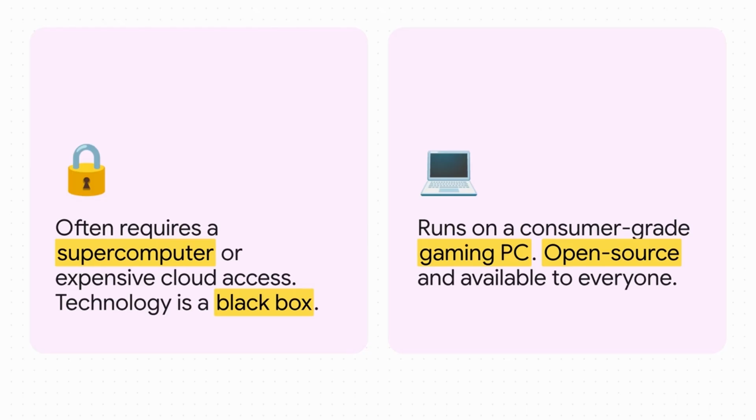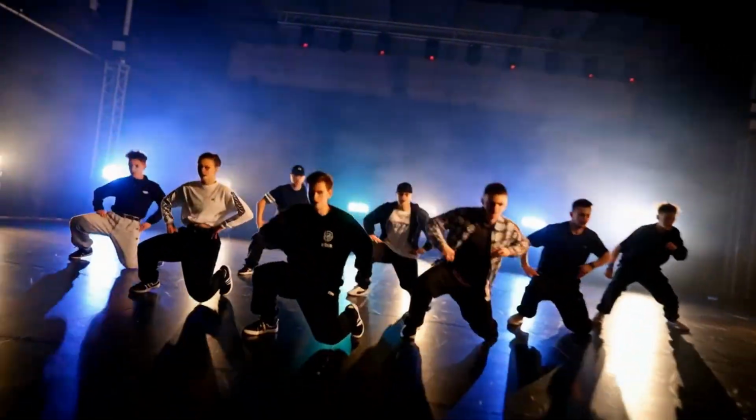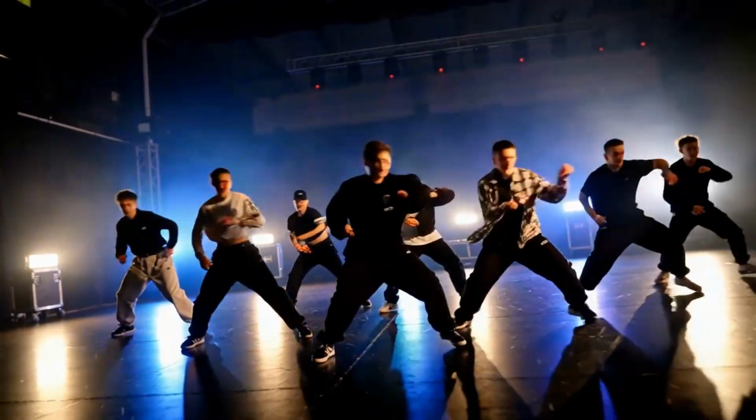And that efficiency makes a huge real-world difference. Look, many of the most powerful models out there are total black boxes. You need a supercomputer or expensive cloud access to even touch them. Meanwhile, Wan 2.2 can run on a high-end gaming card like an RTX 4090. Its tech is open source, it's out there for everyone to see, use, and build on top of.